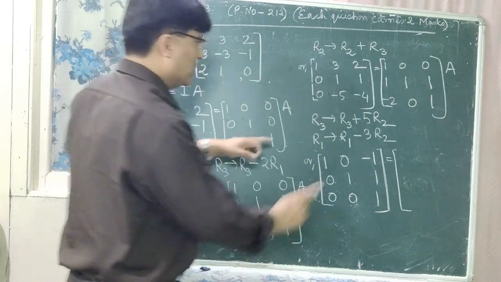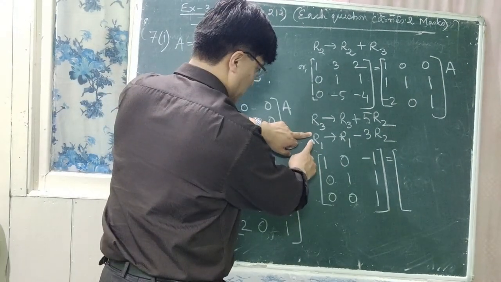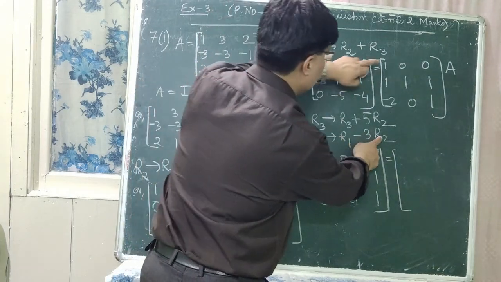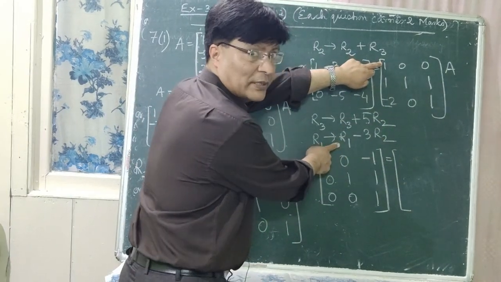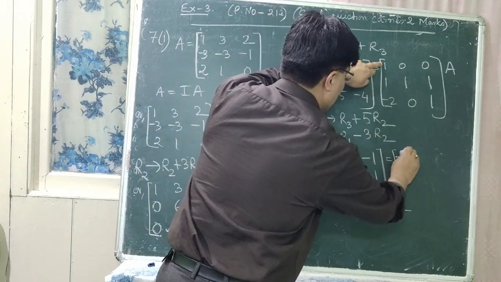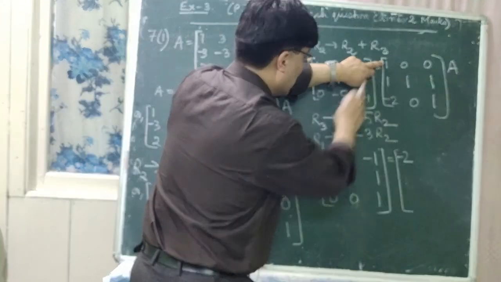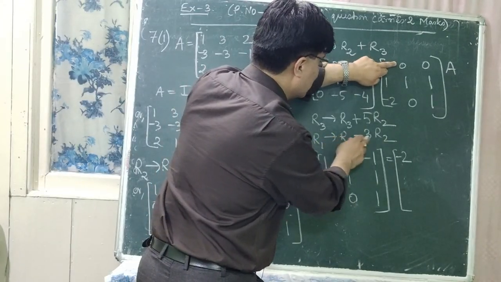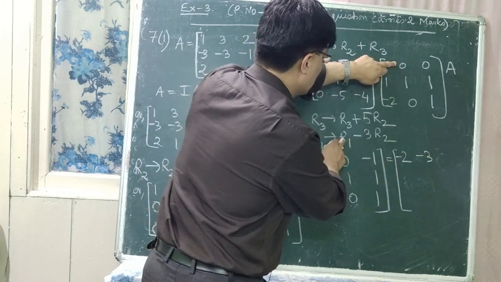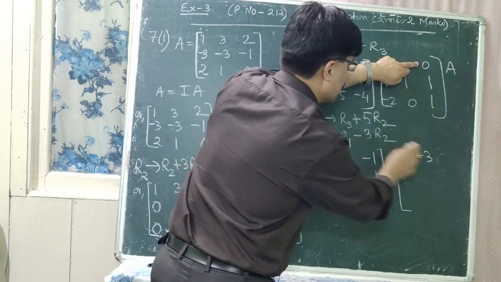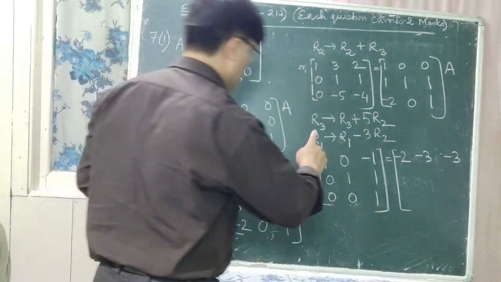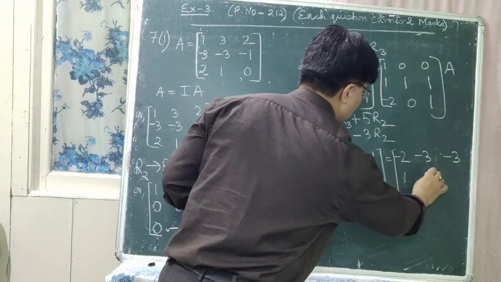Row 1 is changing here, isn't it? How does it change? R1 is equal to R1 minus 3R2, right? So 1 is here. Is that clear? 1 minus 3 into 1 is 1 minus 3, which is minus 2, right? Again row 1 is changing. This is 0. 0 minus 3 into 1 is minus 3, right? And then R1 is 0 minus 3 ones are 3, minus 3, right? So second row remains same, 1 1 1.